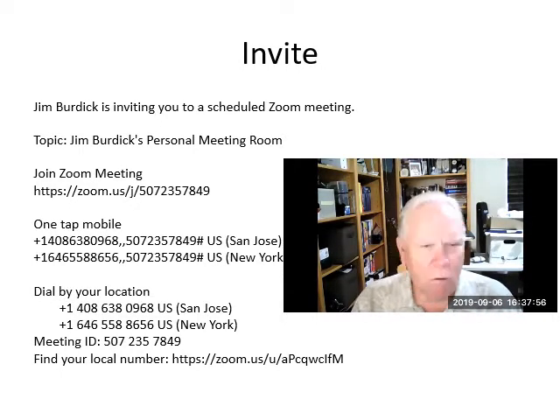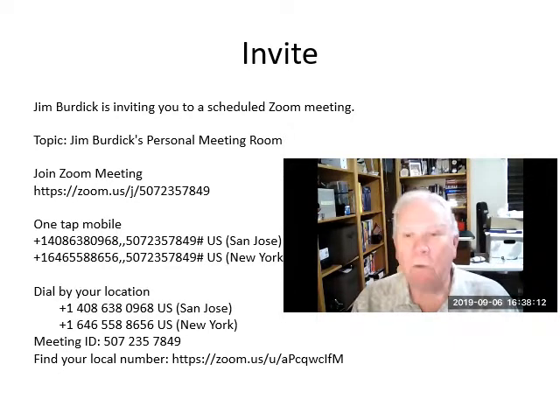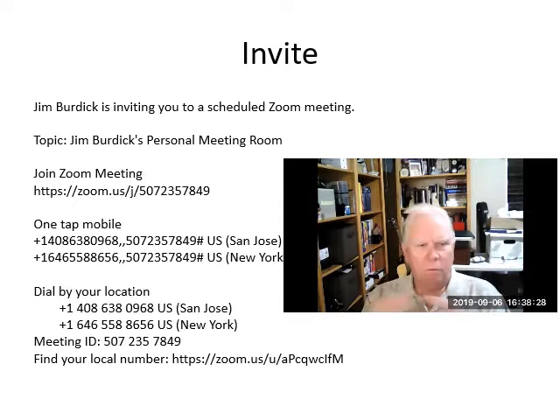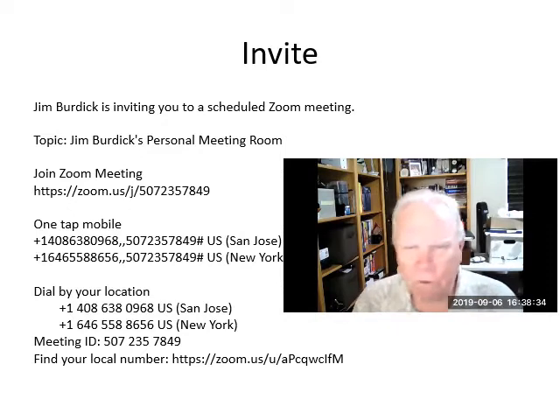So you don't have to have a video connection, although it really makes it nice when you do. And then if you want to find something closer, you can call the numbers that it's showing for finding out what your local phone number would be, and it's also https://zoom.us/u and then a series of numbers, and that will give you a local number that you can use. You already have USA numbers, so you don't need to worry about that.